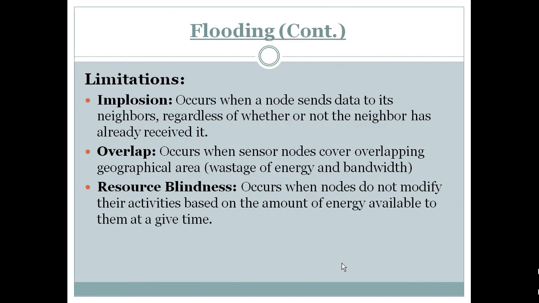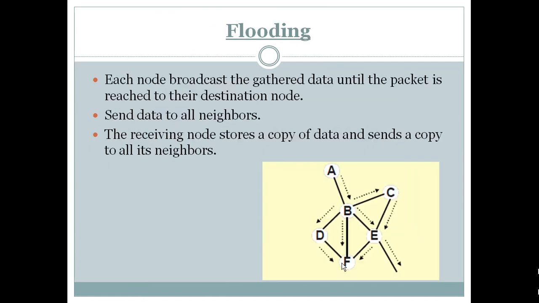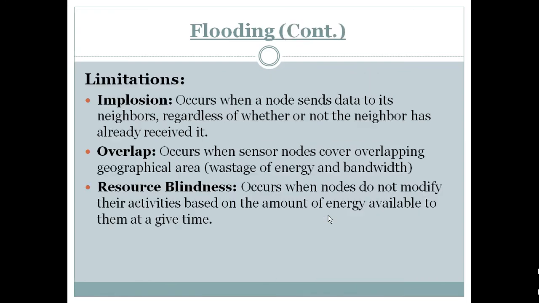But as we saw in the diagram, B is sending the data to all its neighboring nodes. Again, D is sending the data to F, which has already received it from B. So, as you can see, there must be some limitations, some demerits of this concept. The first limitation of this concept is implosion.